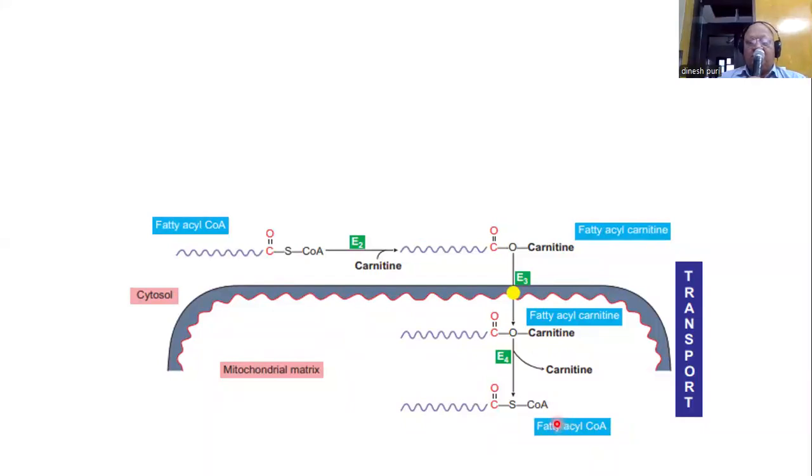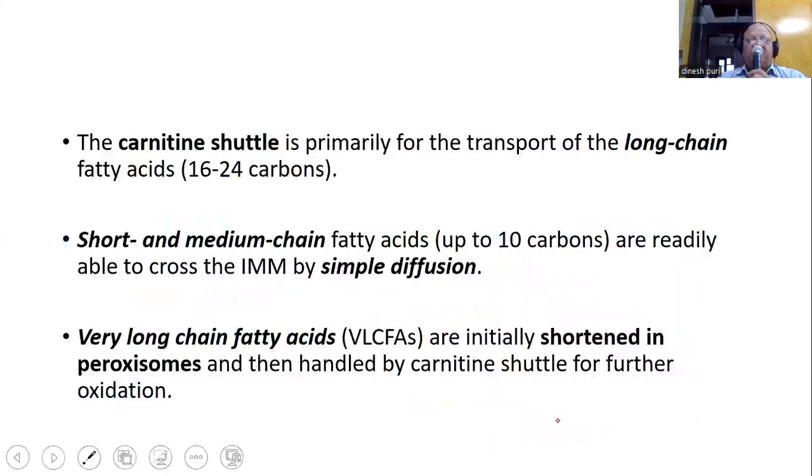Now, one or two important points. This carnitine shuttle is primarily for transport of long chain fatty acids, 16 to 24 carbons. The smaller ones can enter by simple diffusion. Very long chain fatty acids are partially handled in the peroxisomes. We will talk about that later, not now.